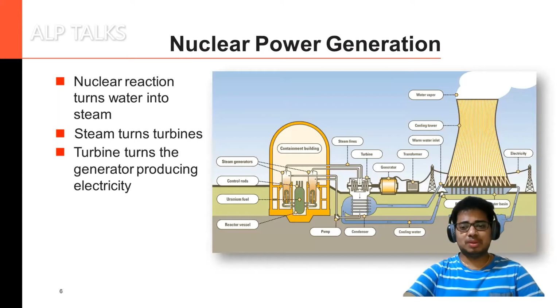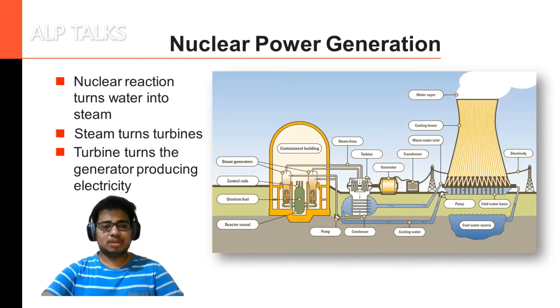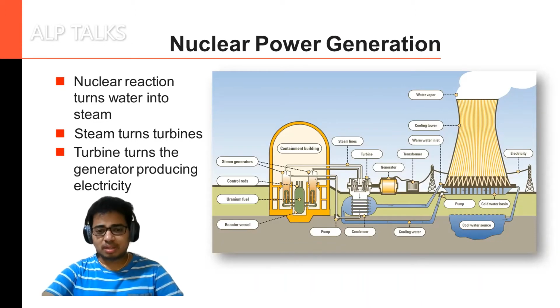So this is about nuclear power generation. A nuclear reaction turns water into steam, the steam turns the turbine, and the turbine turns the generator, producing electricity. This is the general process we use in nuclear power generation. You can see it here. This is the reactor vessel. We have uranium fuel placed inside the reactor, and control rods for controlling the speed of the neutrons. We have a steam generator here, and the steam it generates we can use for running the turbine.